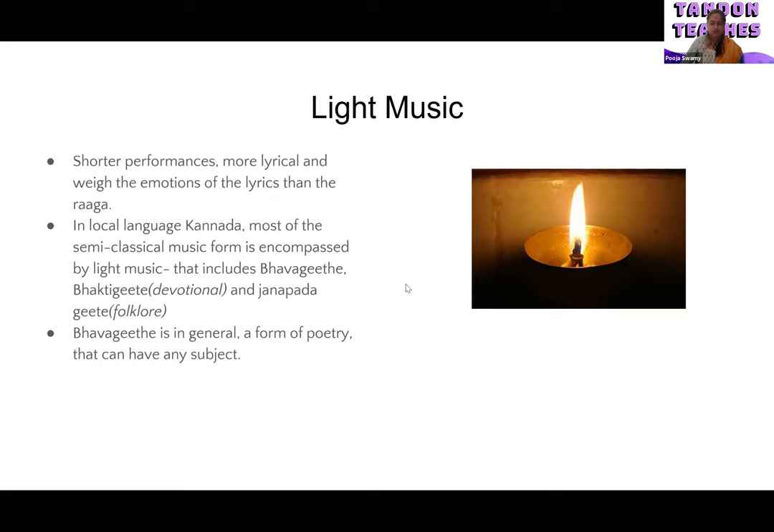One more very popular song is Kanada Kadalige. It is written by Dr. G. Shivarudrappa and composed by C. Ashwath. I would like to sing that, and after this I'll be going into the Q&A session.